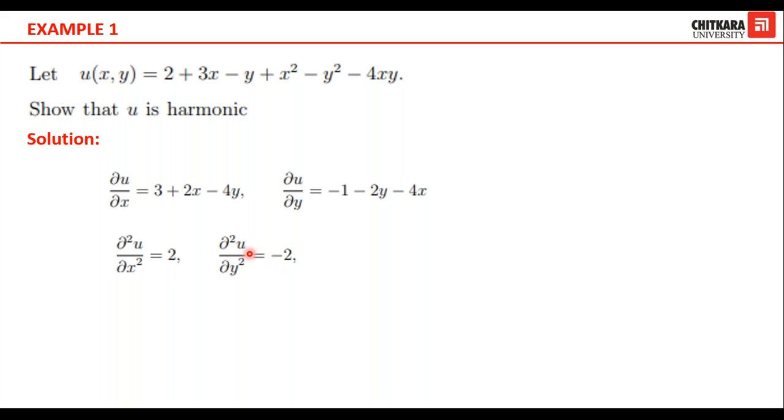Now, when we add these two terms, what is my answer? We get del squared u by del x squared plus del squared u by del y squared equal to 0. So does this show that u is harmonic? Yes. Why? Because it is satisfying the Laplace equation. Is it having continuous second order partial derivatives? The second order partial derivatives are 2 and minus 2. Yesterday I told you that constant functions are always continuous. So the second order partial derivatives are also continuous. The Laplace equation is also satisfied, and hence the function u is a harmonic function. Clear? Any doubts in this question?